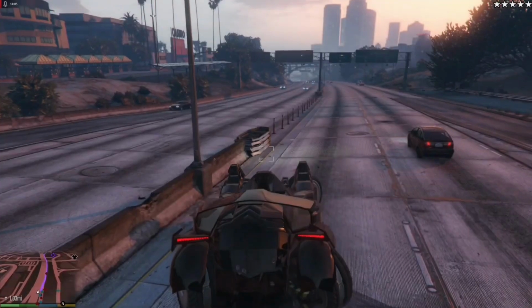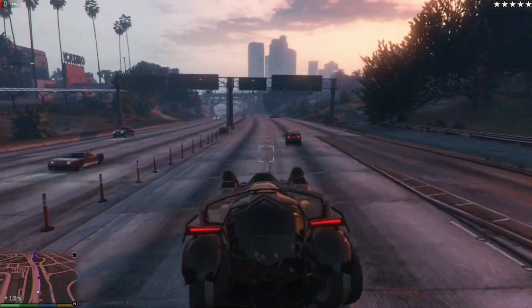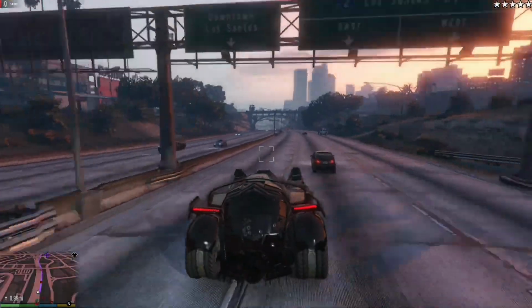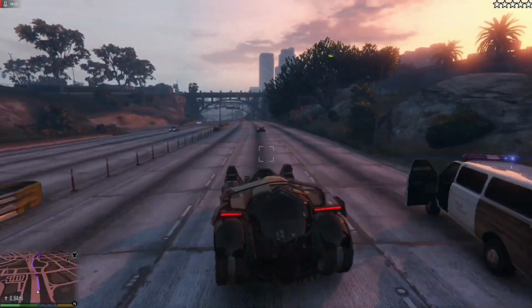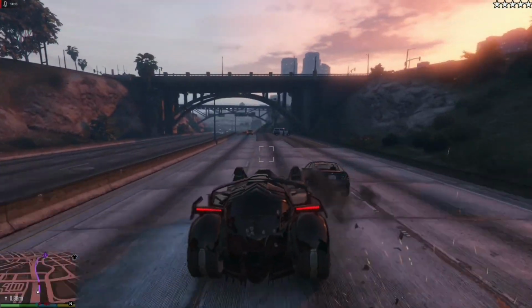Throughout the trilogy, Bruce relies on Lucius Fox, who provides him with the high-tech tools, armor, weapons, and vehicles necessary for his mission. The trilogy includes Batman Begins, The Dark Knight, and The Dark Knight Rises.